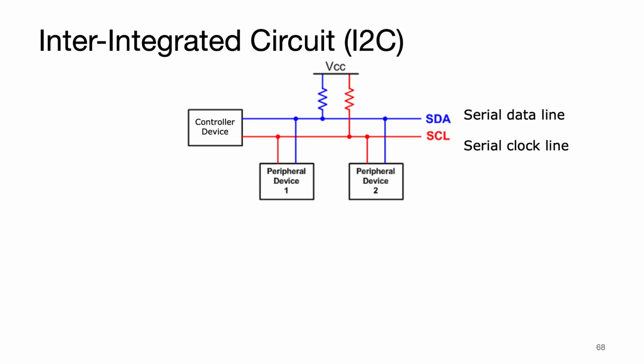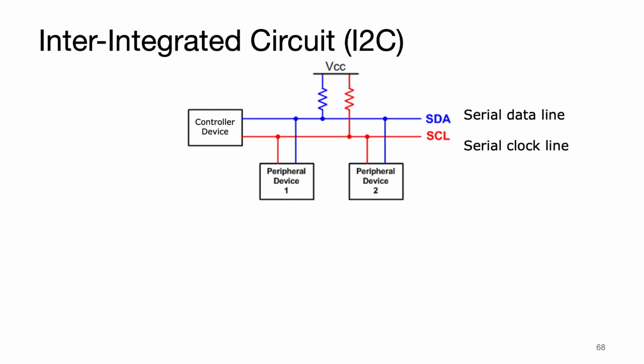Okay, so I2C has two lines. That's it. And ground. Don't anybody say I didn't warn you about the ground. But two wires for communication: serial data and serial clock.